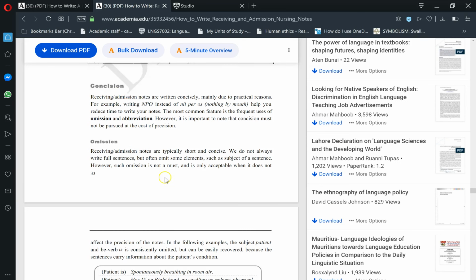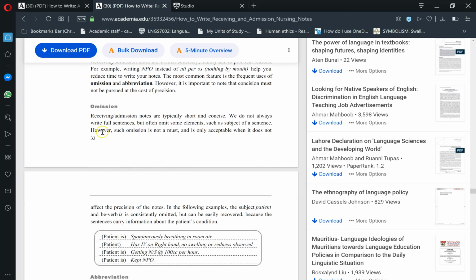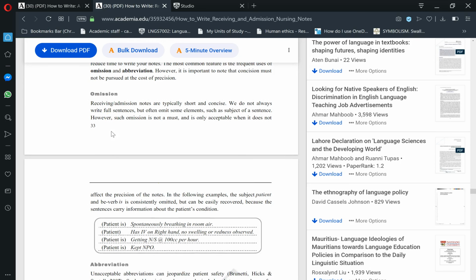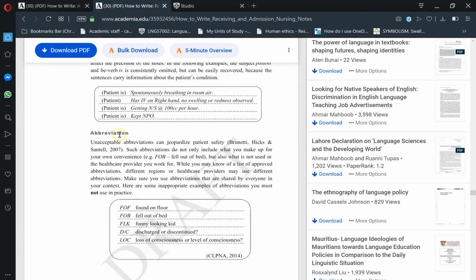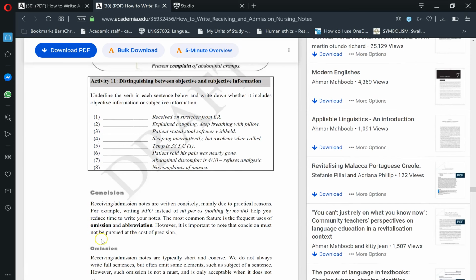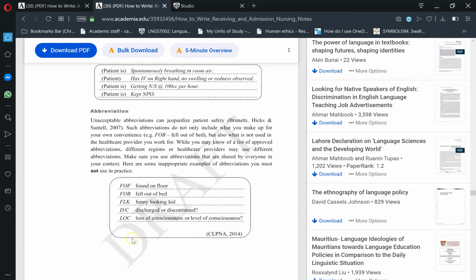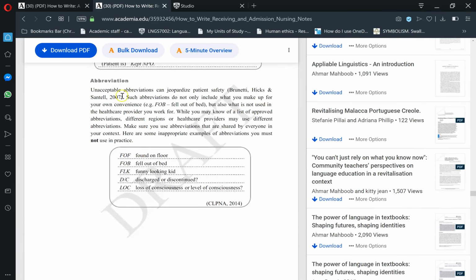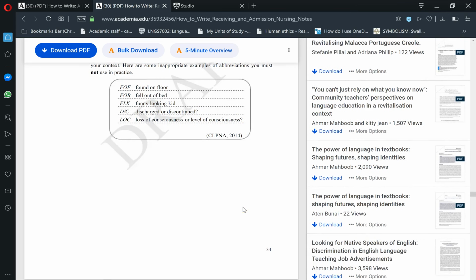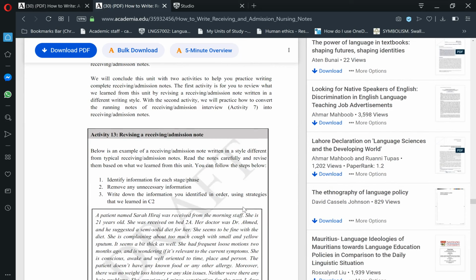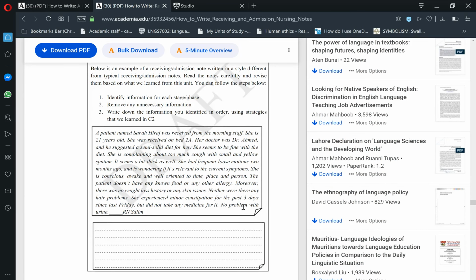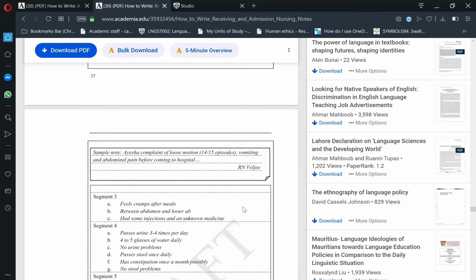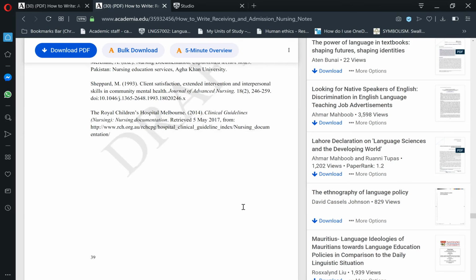What does it mean to be concise? What are some things that can be omitted in writing nursing notes? What are some abbreviations? So these are all part of language features that are found in writing nursing notes. So what are some acceptable and then some unacceptable abbreviations? So essentially this is saying you can't just make up an abbreviation. It needs something that is already established that everyone knows. Again, more activities. More activities for the nursing students to do, and then the references.